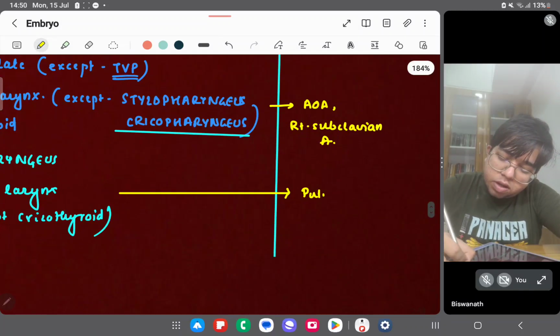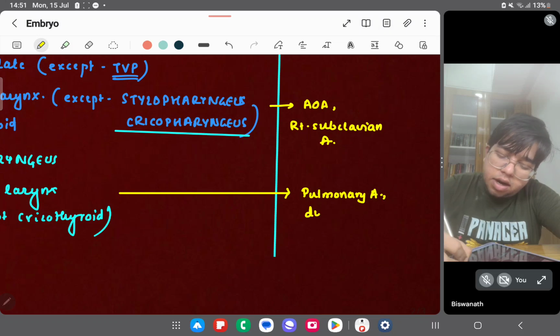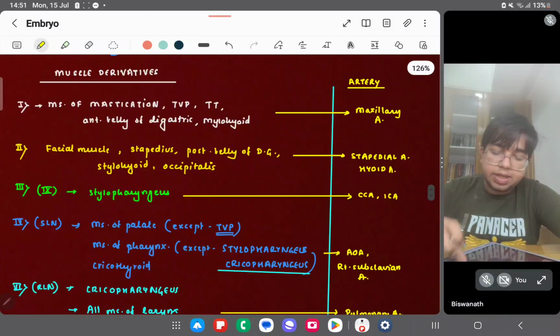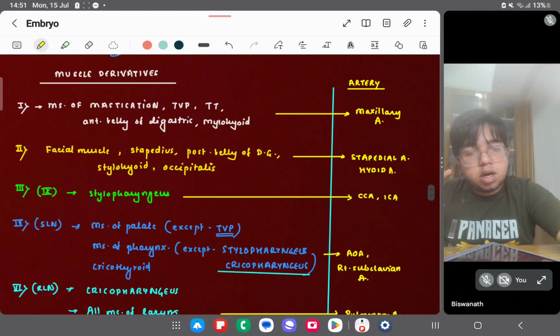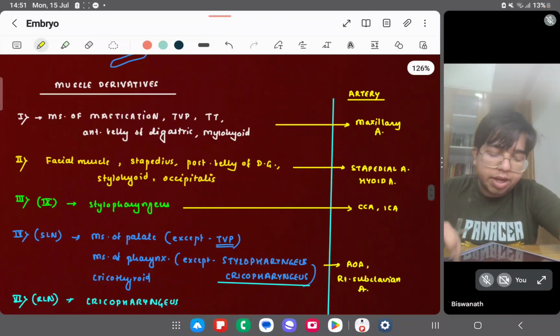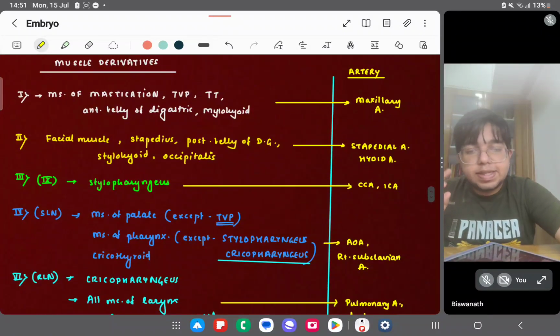Pulmonary artery and ductus arteriosus. Okay, so this much you have to remember in the arches. These are the muscle derivatives and the artery supply, and these things are important.